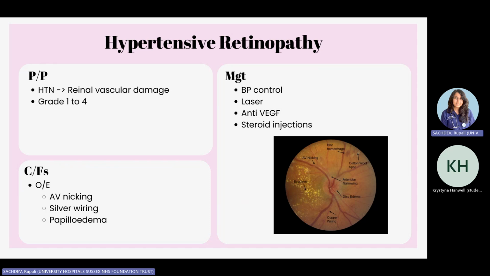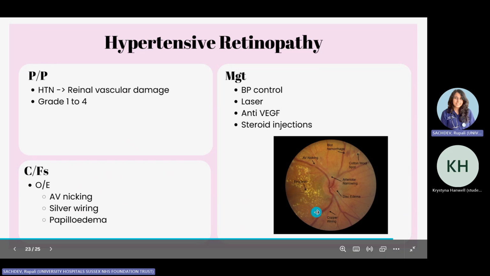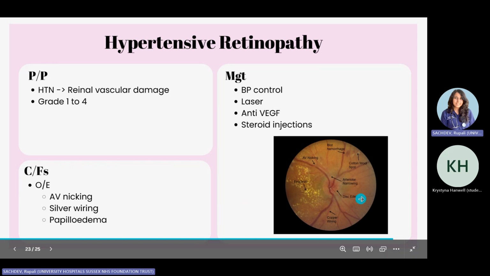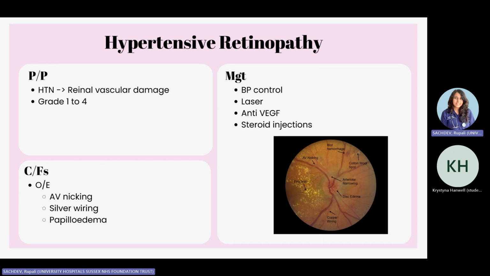Clinical features in terms of examination are you'd see AV nicking, so it's arteriovenous. So where the arteries and the veins cross over each other, there's nicking. You have silver wiring or copper wiring. It's because of the way the vessels look on fundoscopy. And you've got papilledema, so that's just edema of the optic disc. So you've got all of these exudates, you've got arterial narrowing, there's disc edema, papilledema, and blot hemorrhages and some cotton wool spots as well. Treatment again is getting your blood pressure under control, laser therapy, anti-VEGF medications, and steroid injections.